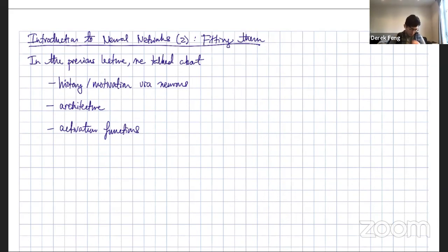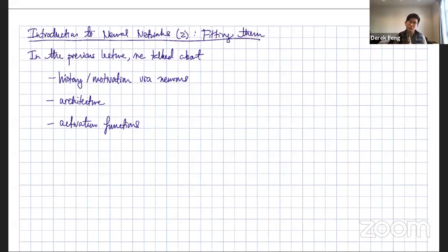Okay, so what did we leave off last time? Last lecture, I gave an introduction to neural networks and talked about the history, and why we call them neural networks. The idea is that we're trying to model a neuron, basically to model the way the brain works. Obviously, this model is very simple. Turns out it works pretty well in practice. We talked about the architecture and the activation functions.